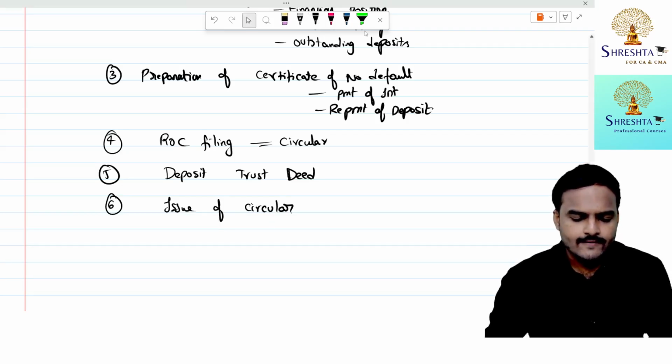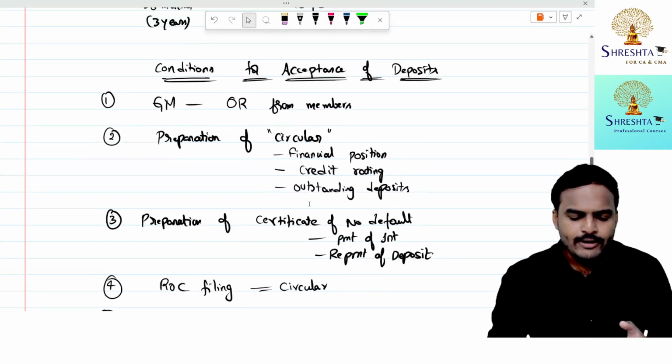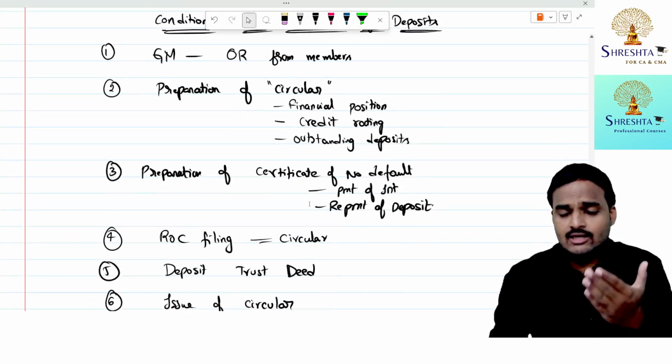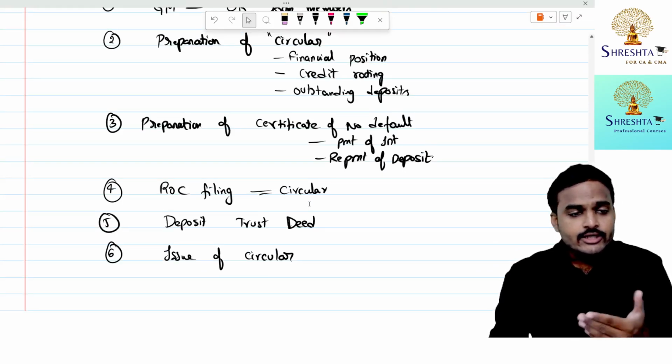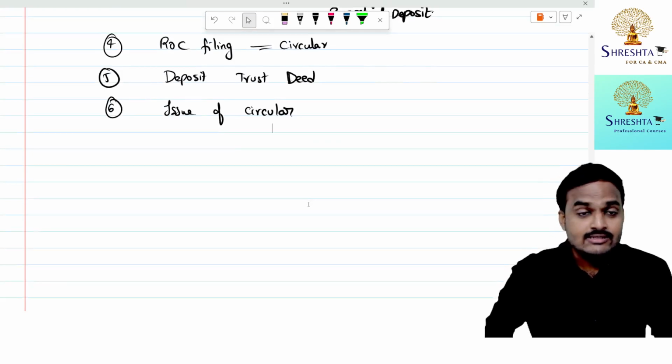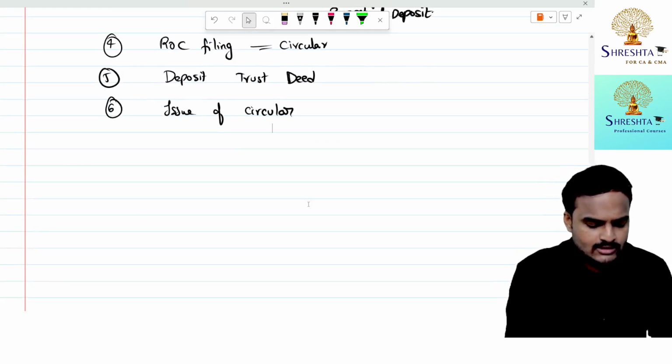Issue of circular. The second point is all about preparation of circular. Fourth point, filing circular with ROC. Sixth point, issue of circular. Company is accepting deposits.